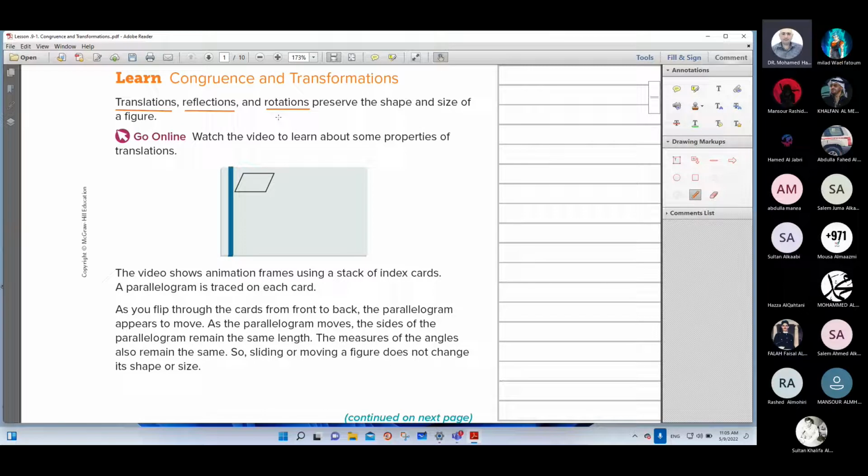But we have a different case in dilation, because in dilation the image will be greater or smaller than the pre-image. So always remember, translation, reflection, and rotation keep the same size between the image and the pre-image. Okay?